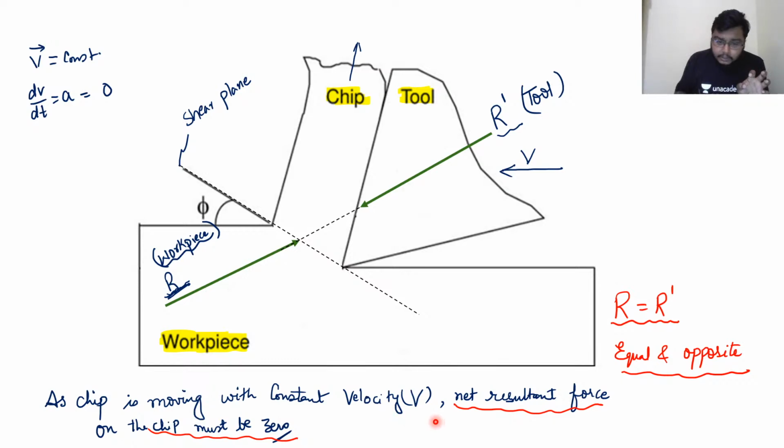So sir, what is the meaning of constant velocity v? If v is constant, then dv by dt, that is the differentiation of velocity, that is acceleration, is going to be 0. So the net resultant force on the chip must be 0. So if the net resultant force is going to be 0, that simply means that R is going to be equal to R dash, equal and opposite in direction. So I hope this is clear.